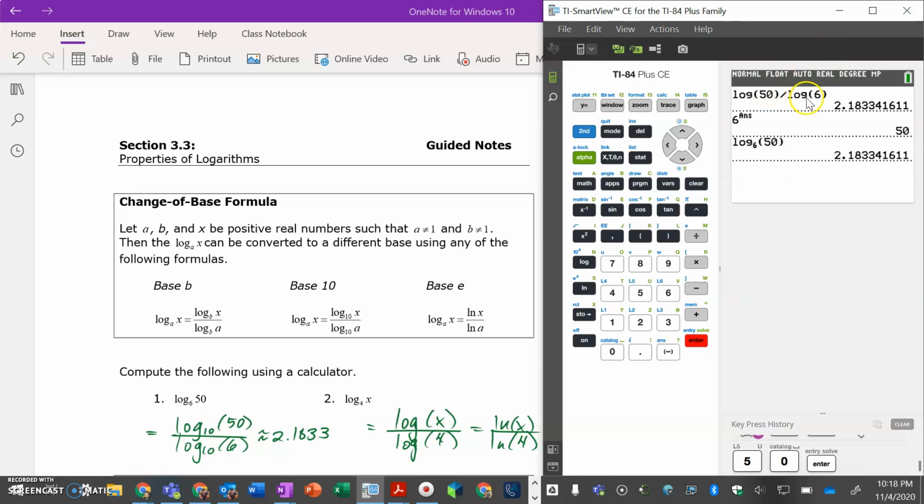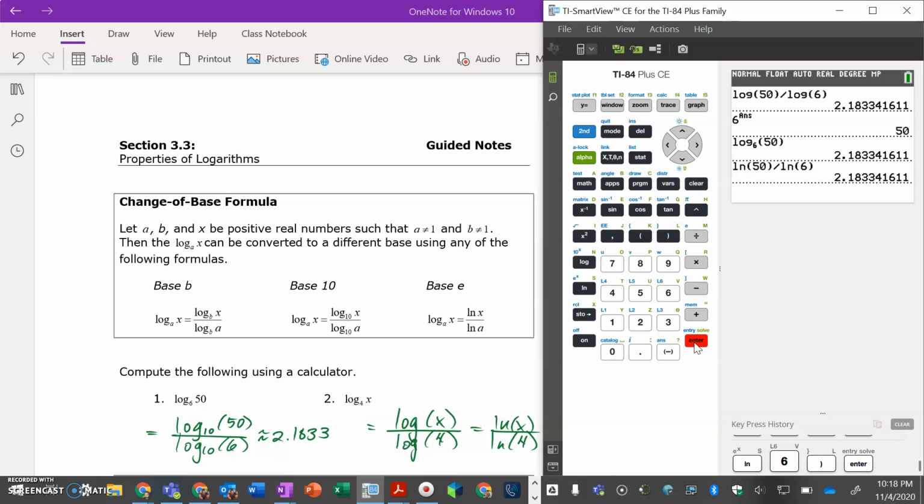So log of 50 divided by log of 6, if you wanted, you could do this with any base. So for example, natural log of 50 over the natural log of 6. This should still work as long as you, of course, use the exact same base, noting that the natural logs in both numerator and denominator, of course, have a base of e. That should yield what we see, 2.1833.